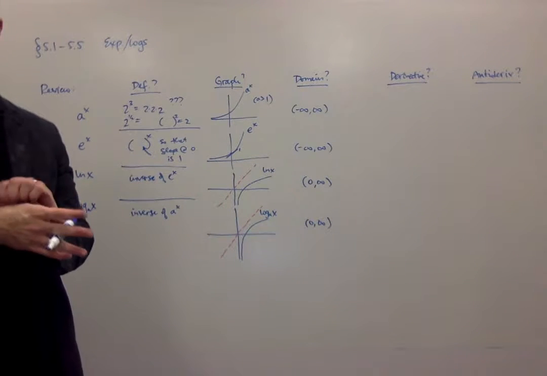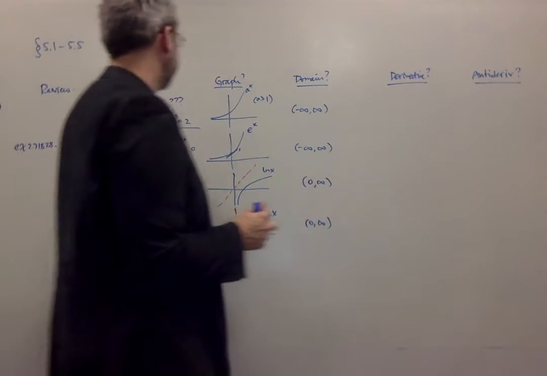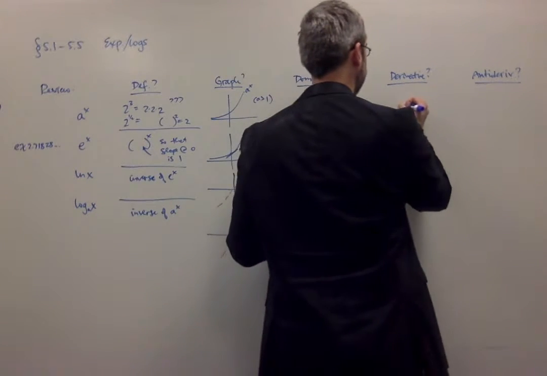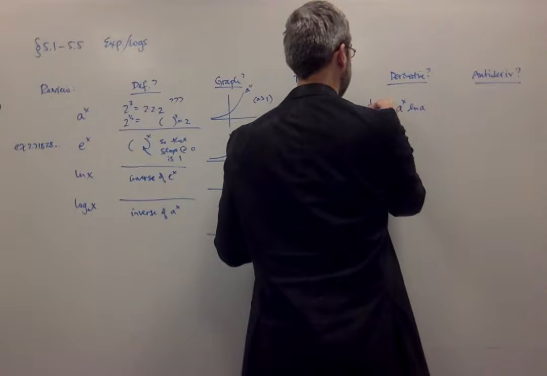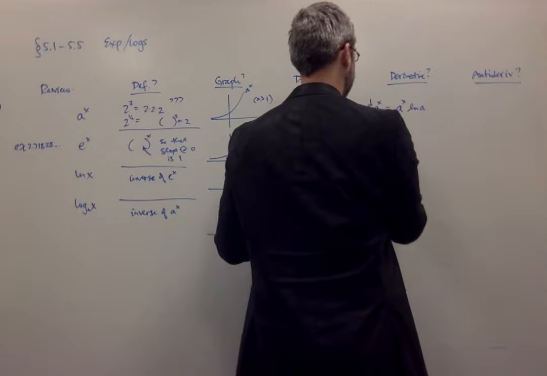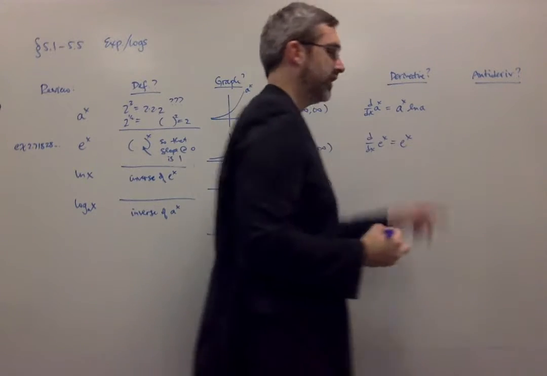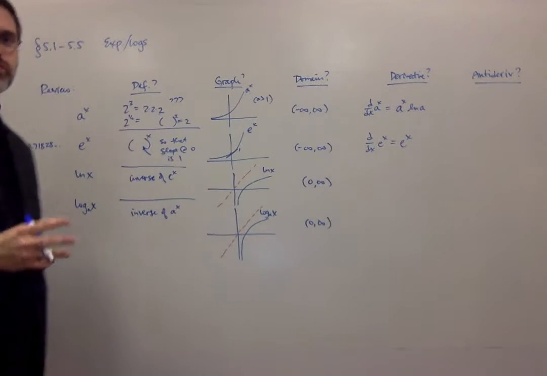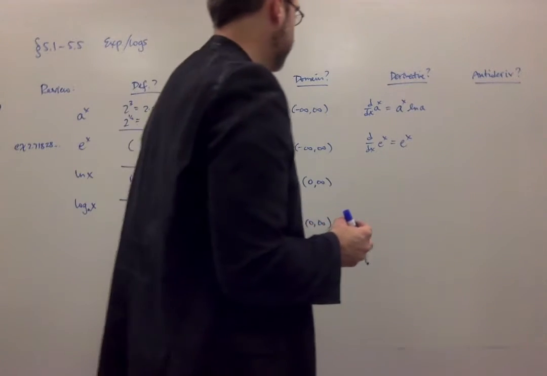Okay. Good so far? All right, the derivative of a to the x is a to the x natural log of a. And the derivative of e to the x is actually e to the x. It's actually e to the x natural log of e, but the natural log of e is 1. That's why we don't write it. And that's why that's my favorite function. Derivative of the function is itself.